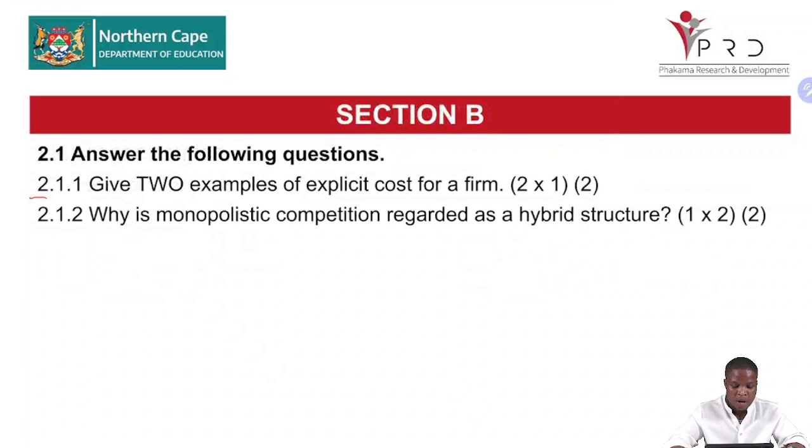Right, we have 2.1. There is give two examples of explicit costs for a firm. Right, you're going to list any two examples of explicit cost, remembering that explicit costs, those are the actual cost of a business. Remember, we have two costs, implicit and explicit. Implicit being the opportunity cost, the best alternative that you have forgone, right? And then explicit being the actual cost of the business, right?